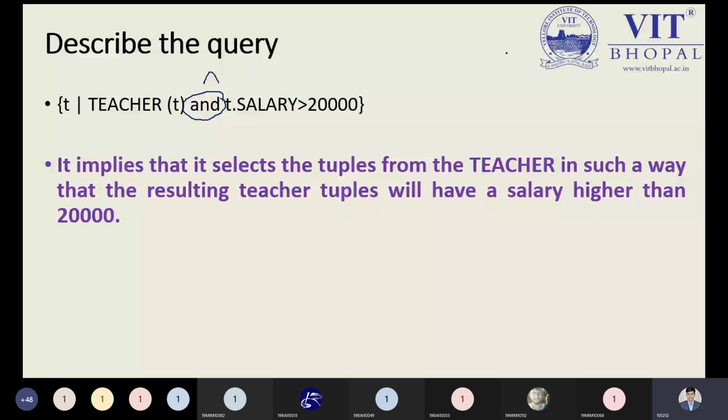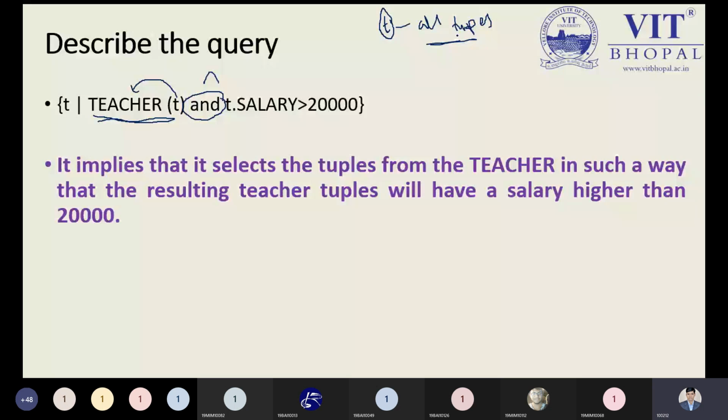Sir, please explain here once more. Yes, see, we have a teacher relation. This teacher relation T is defined, we have a relation R, and T is a tuple variable which belongs to the teacher relation. T contains all the tuples, all records. I can speak in a general way so you can understand. T is the tuple variable which keeps the information of the list of all the tuples or records.